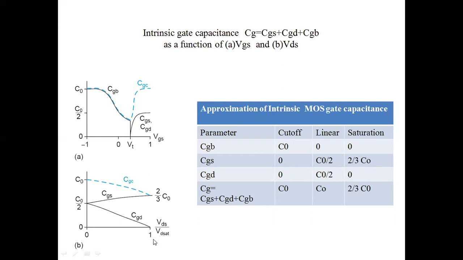The same thing is shown here with respect to variations in the VDS. So here we are getting the values of CGS and CGD. We can say that at the saturation point, we are getting only the CGS present, that is equal to 2/3 of CO. But the value of CGD becomes equal to 0 in the saturation condition. So this plot is the variation of the gate capacitance with respect to VGS and with respect to VDS.